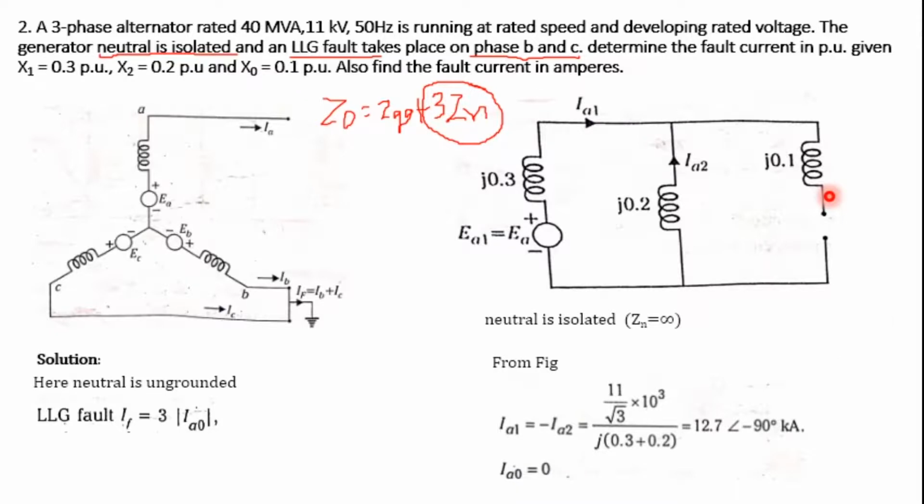Our intention is to calculate the actual fault current, because the fault takes place as a double line to ground fault. We know the expression for the fault current for a double line to ground fault: IF is equal to IB plus IC. But IB and IC we don't know directly. We have to convert in terms of symmetrical components: IB is IA0 plus A square into IA1 plus A into IA2. For IC it is IA0 plus A into IA1 plus A square into IA2.